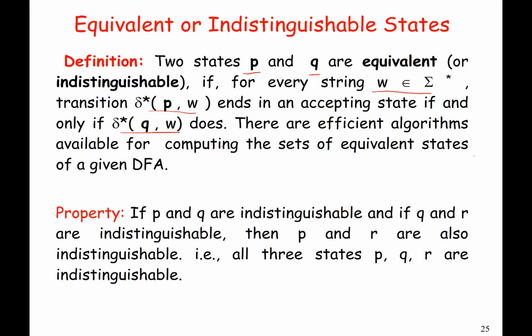So P and Q are indistinguishable, and if Q and R also are indistinguishable, then by the same extension, P and R are also indistinguishable. So if you have established a property for P and Q and R, then the same property holds good for P and R. So all the three states are indistinguishable.